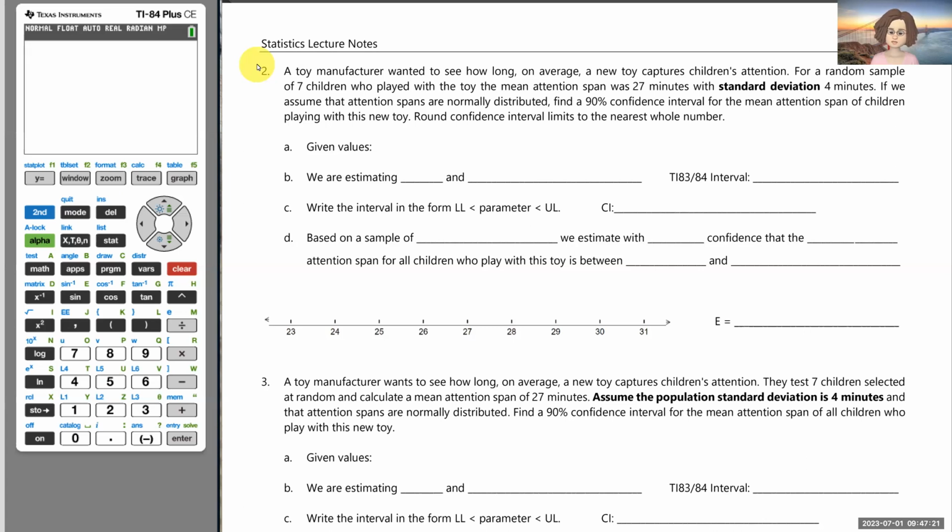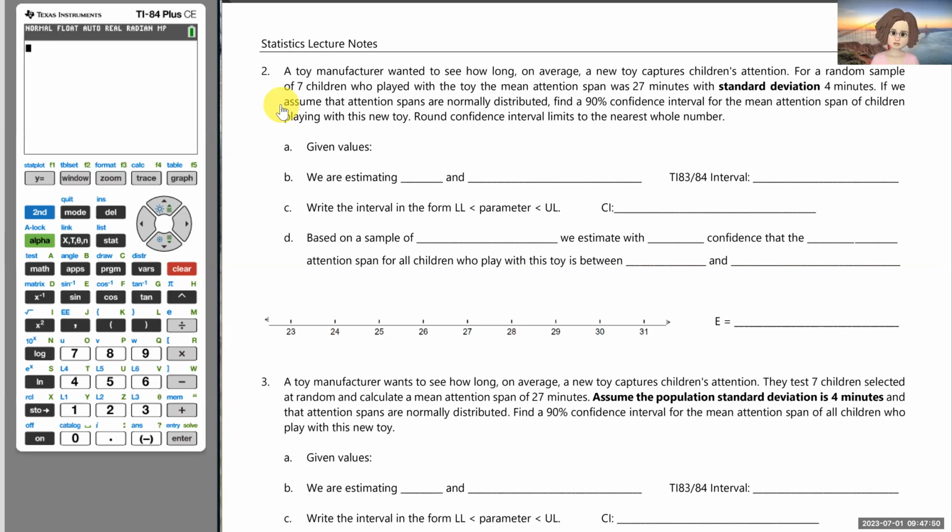A toy manufacturer wanted to see how long, on average, a new toy captures children's attention. For a random sample of 7 children who played with the toy, the mean attention span was 27 minutes, with standard deviation 4 minutes. If we assume that attention spans are normally distributed, find a 90% confidence interval for the mean attention span of children playing with this new toy.